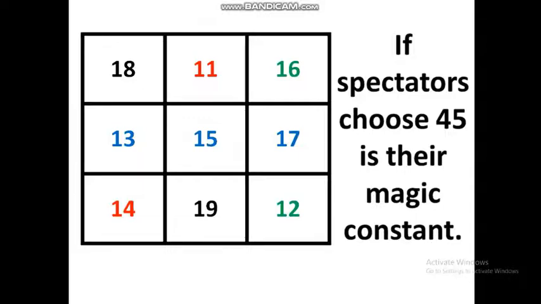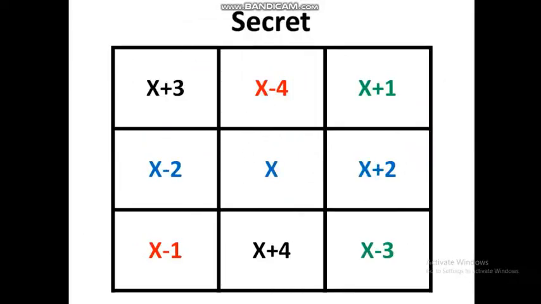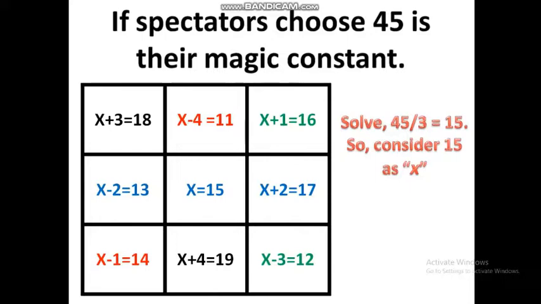And what is the secret behind it? There is a secret. We have to find x first. We fill the x value here, and here x minus 4, and we substitute x plus 4 there, and here x plus 1, x minus 1, and so on. You can check all the boxes. But what is x? How can we find x?